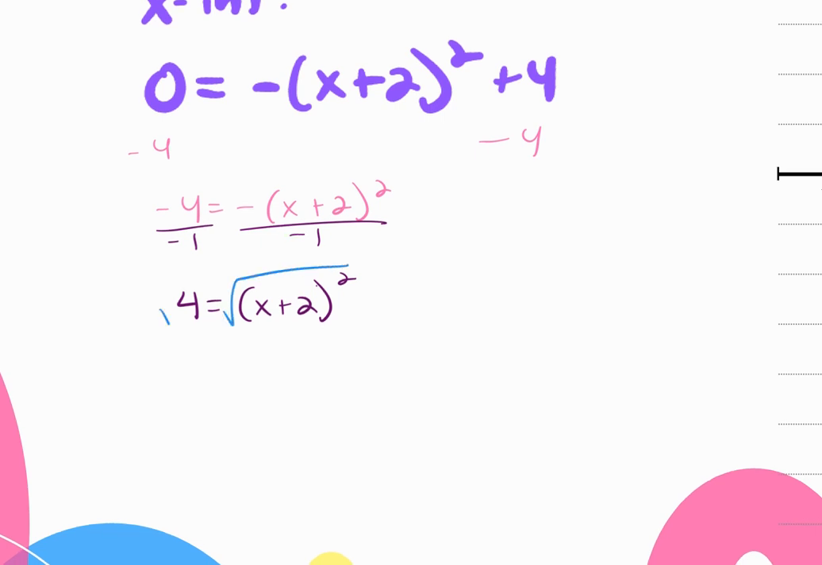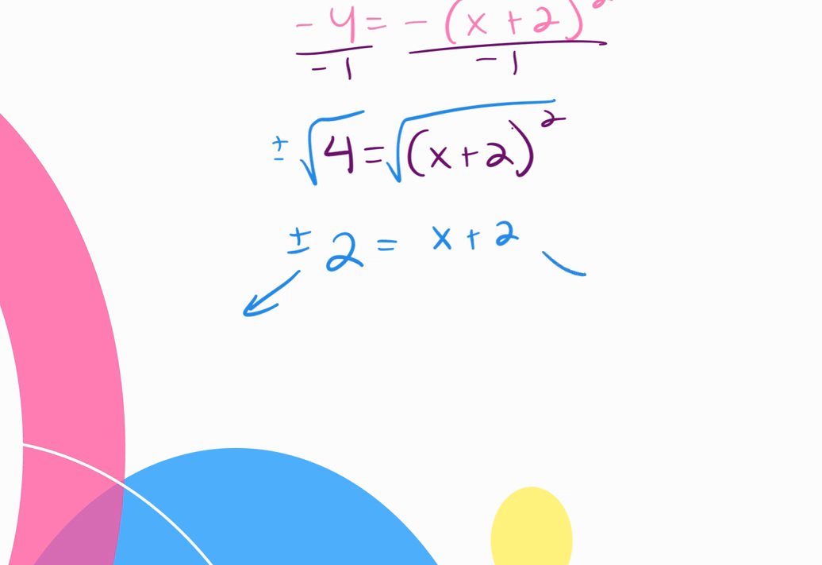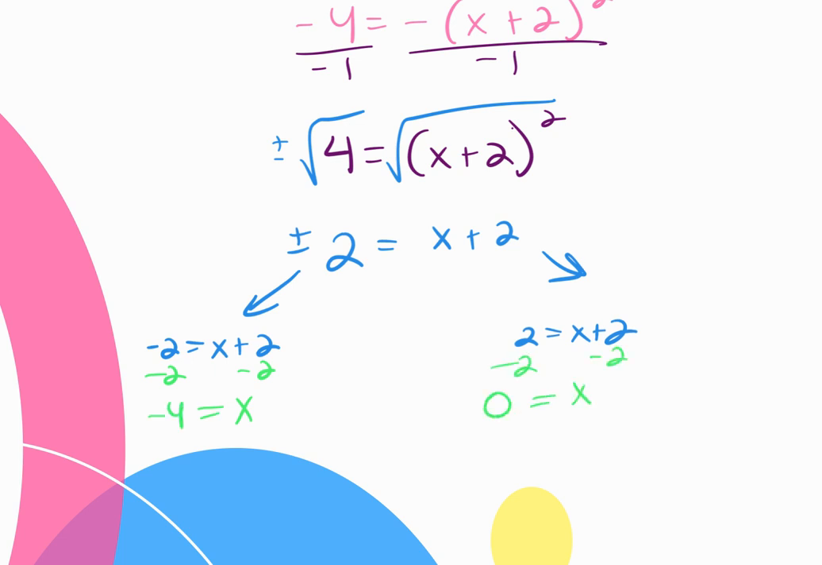Now I square root both sides. I've got to put a plus and minus in front of the root on the 4. So I get x plus 2 equals plus and minus the square root of 4, which is 2. Now that's plus and minus, right? Which tells me I have 2 answers here. I'm going to continue to solve this where one of them is equal to negative 2 and one of them is equal to positive 2. Subtract that 2 and I get x equals negative 4. Subtract the 2 and I get x equals 0.